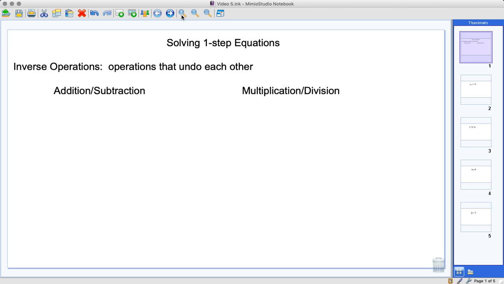First thing we have to talk about is inverse operations. These are operations that undo each other. So addition and subtraction: if I add 7 and subtract 7, I get to 0. Or multiplication and division: if I multiply by 7 and divide by 7, those undo each other. The biggest thing is we want to make sure that we understand how to undo things so we can get a variable by itself. So let's look at an example.